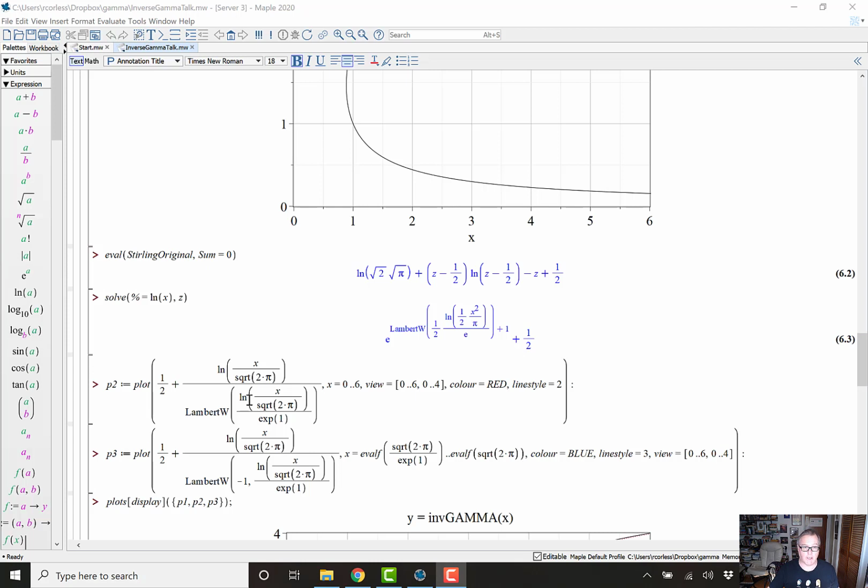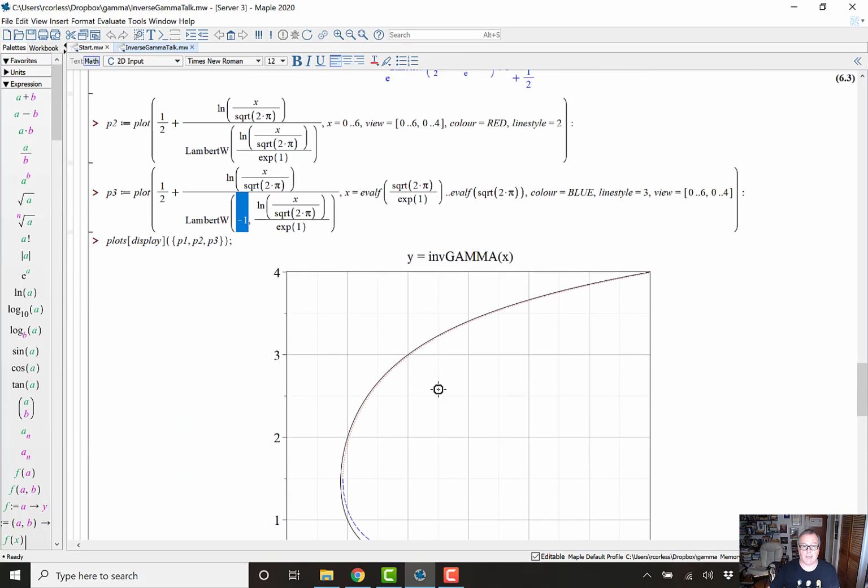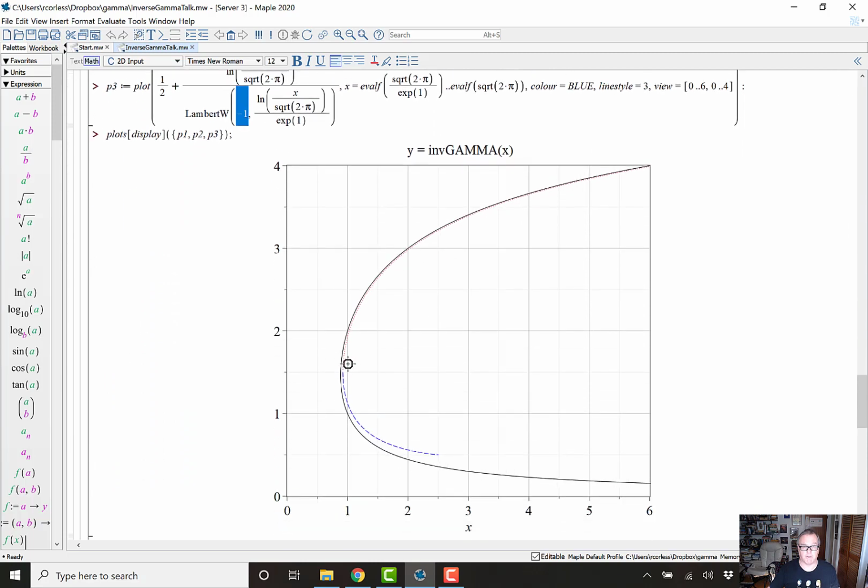Now, Lambert W has two real branches, the 0th branch and the -1 branch. So we'll plot both of those on the same graph. And we get the red one from the 0th branch, and it's an asymptotic series, so it's supposed to be really good for large x, but it's amazingly good. It actually comes around and pretty closely locates the branch point. And then the blue dashed one is the Lambert W -1. It's actually managed to turn the corner of the branch point.